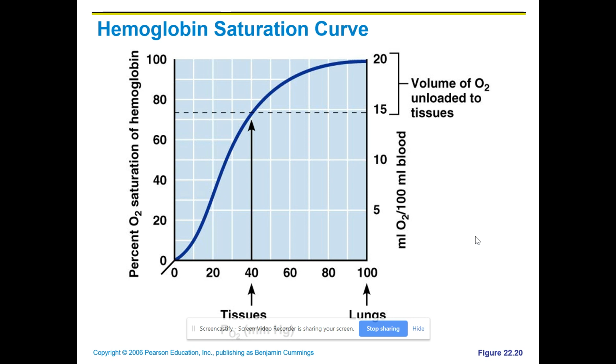So this property that hemoglobin has makes it much, much more efficient at picking up and dropping off oxygen than it would be if it did not have this change in affinity.